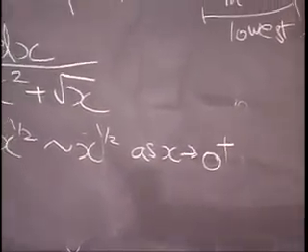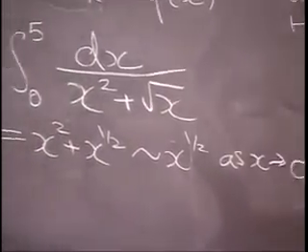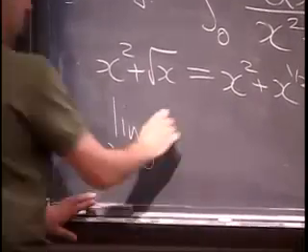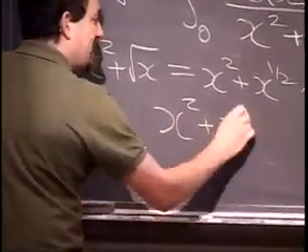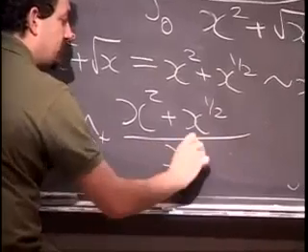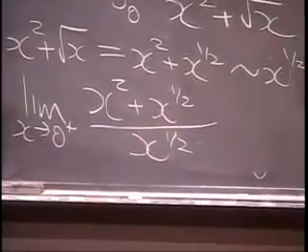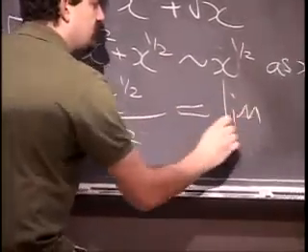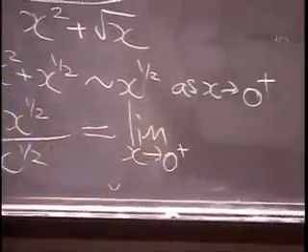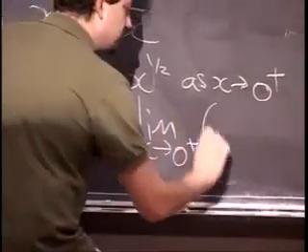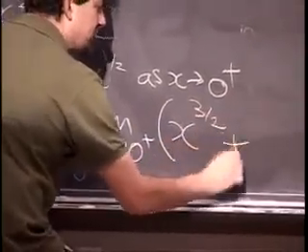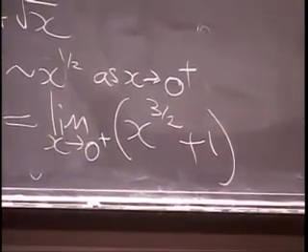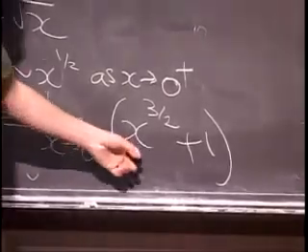Okay, why is it true? Whenever you write something like that, you ought to justify it. And you do that by taking the limit as x goes to 0 plus of the ratio x squared plus x to the 1/2 over the lowest power, x to the 1/2. Well, if you simplify this, you get the limit as x goes to 0 from above of x to the 3/2 plus 1. Now plug in x equals 0. And this goes away and you just get 1.